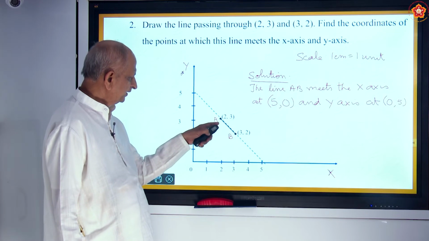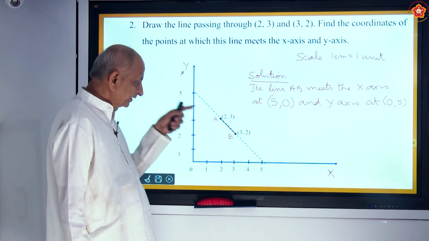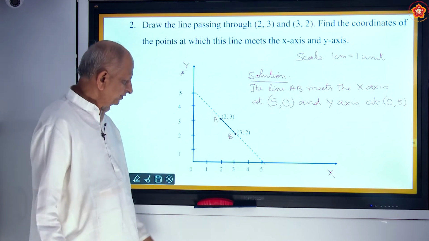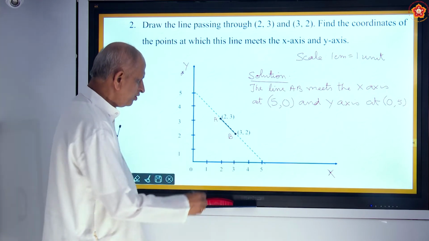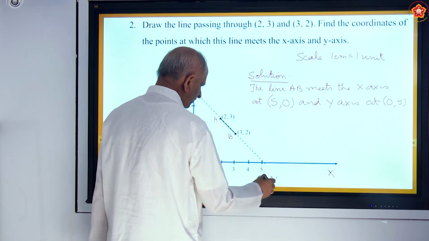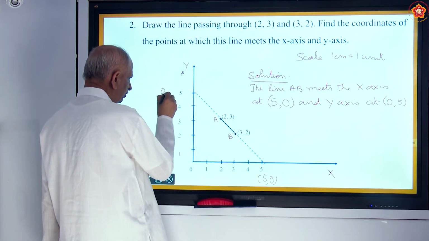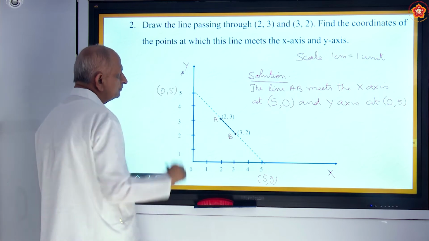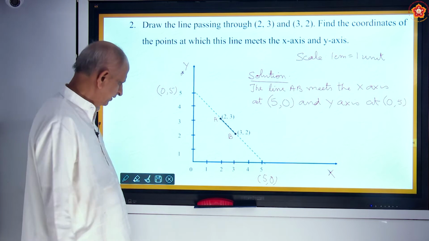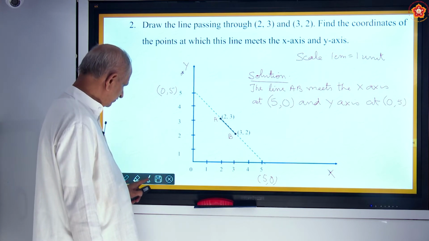So this is line AB. We extended it because they are asking where it touches. So it touches the x-axis at 5, 0. So this point is 5, 0. It touches the y-axis at 0, 5. Okay, understood? Very simple. Now today we will see today's topic.